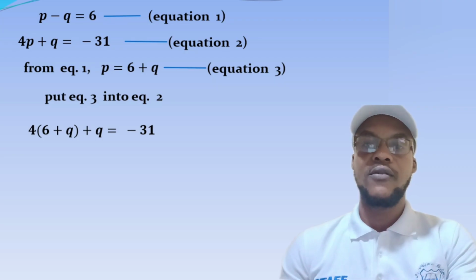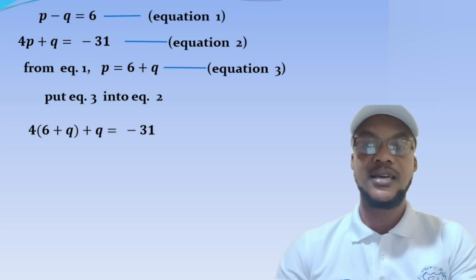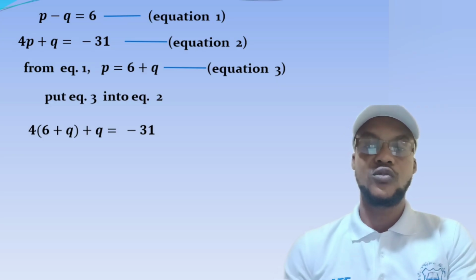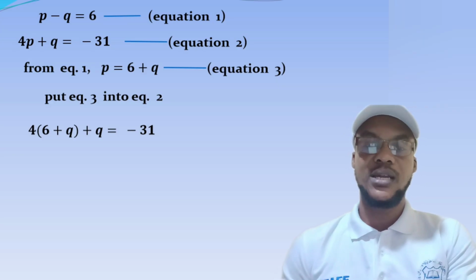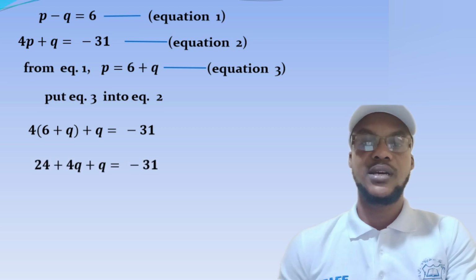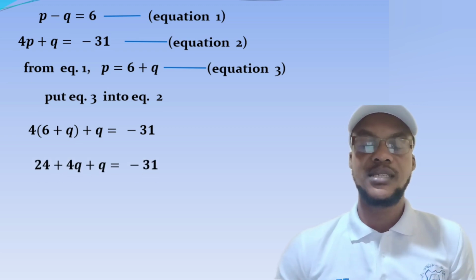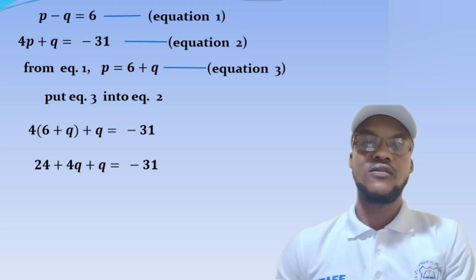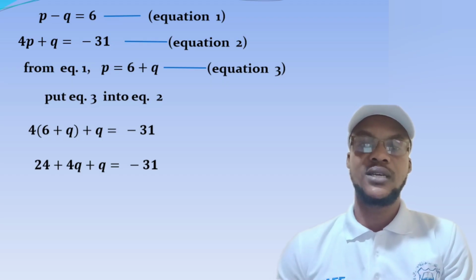If that's the case, then this is basic. You remember we've done some of these things. These are algebraic expressions, so we can do expansion of brackets. We can just expand the bracket by multiplying 4 by each term. So 4 multiplying 6 gives us 24, and then multiplying Q gives us 4Q, plus Q, which is equal to negative 31, sorry.